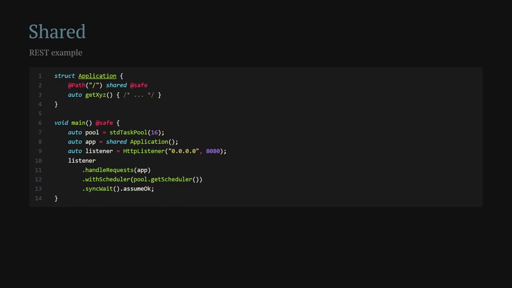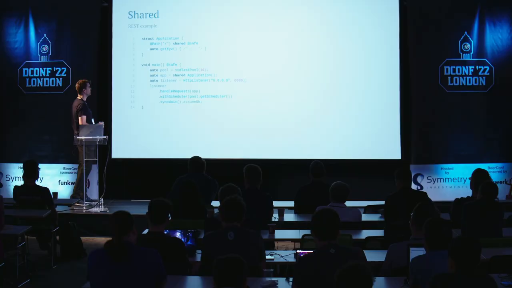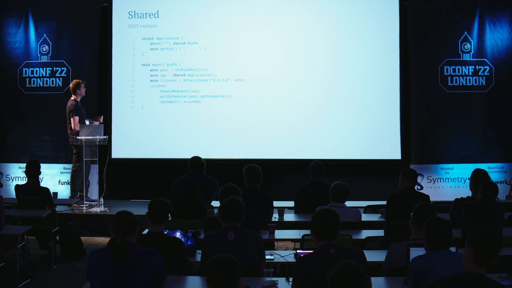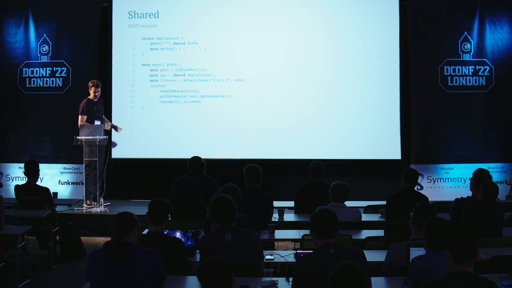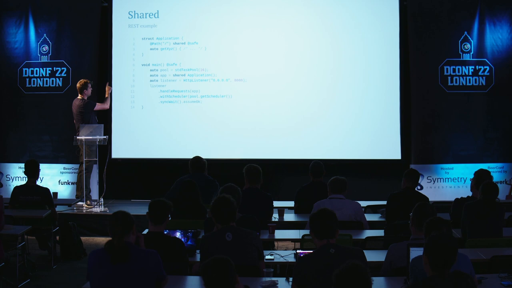This is another one. You might have seen some web applications where you use a UDA to set up a route and then have a handler function there. But if you run it from a thread pool, it means that the application has to be shared, right? So by enforcing that, if you don't make it shared, it's going to error. This is pseudocode, by the way. It's not implemented yet, but it enforces the shared, right? So if it wouldn't be shared, then it wouldn't run.